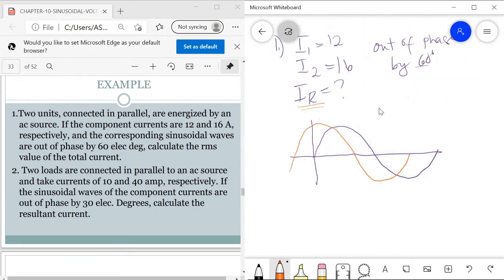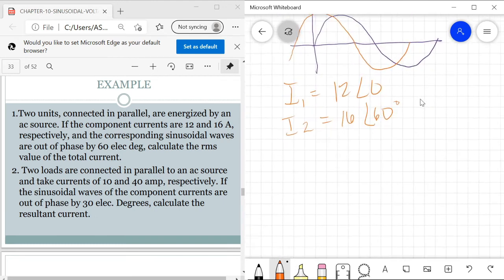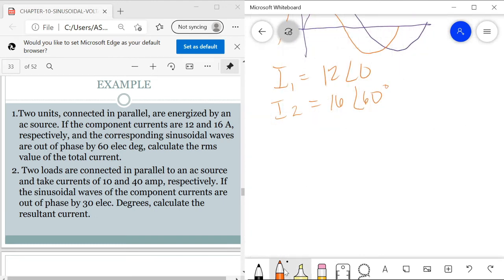We will draw the vector diagram of these two waves. So, I1 will be the reference, in phase with the reference, 12 angle 0, and I2 will be equal to 16 angle. So, positive yung kinonsider natin. So, 16 angle positive 60 degrees. This is our reference point, x-axis. Our I1, eto, angle 0.